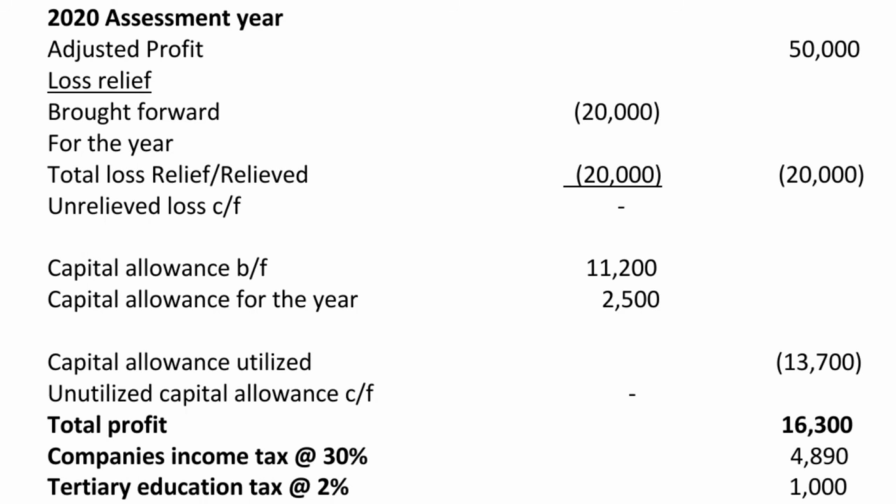So you can charge your capital allowance. You have accumulated 11,200 over the past years. The one for this year is 2,500. So you can actually charge the whole 13,700. Okay, now removing 13,700 from 30,000 will give you 16,300 as your total profit or taxable profit. Then you charge your company income tax on that, and that gives you 4,890. Your tertiary education at 2% of assessable profit is 1,000. That is 2% of 50,000 naira, and that gives you 1,000.